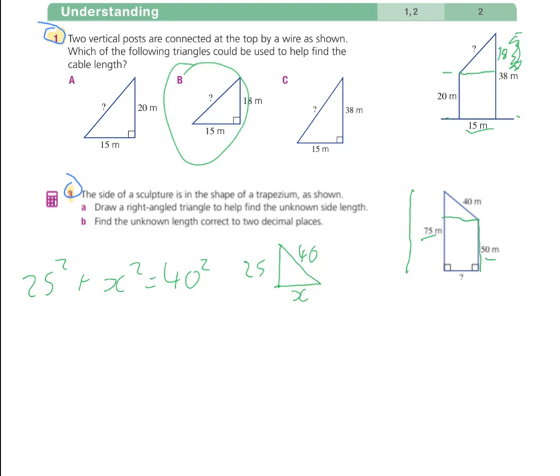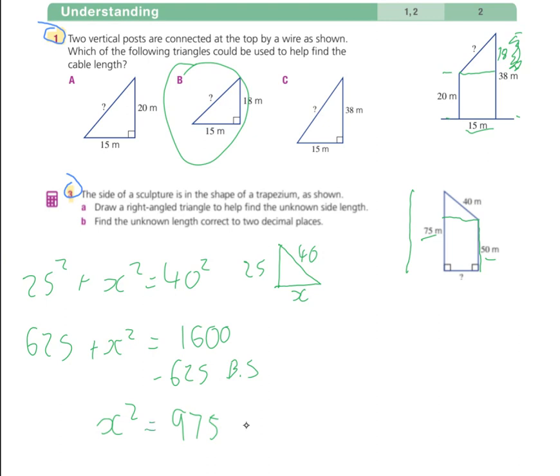I think that's 625, isn't it? 25 times 25, 625, plus x squared equals 40 times 40 will be 1600. Then you're going to take 625 from both sides, and that will end up getting you 575. No, 975, sorry. Silly me. You get 975 on one side, you get x squared on the other.